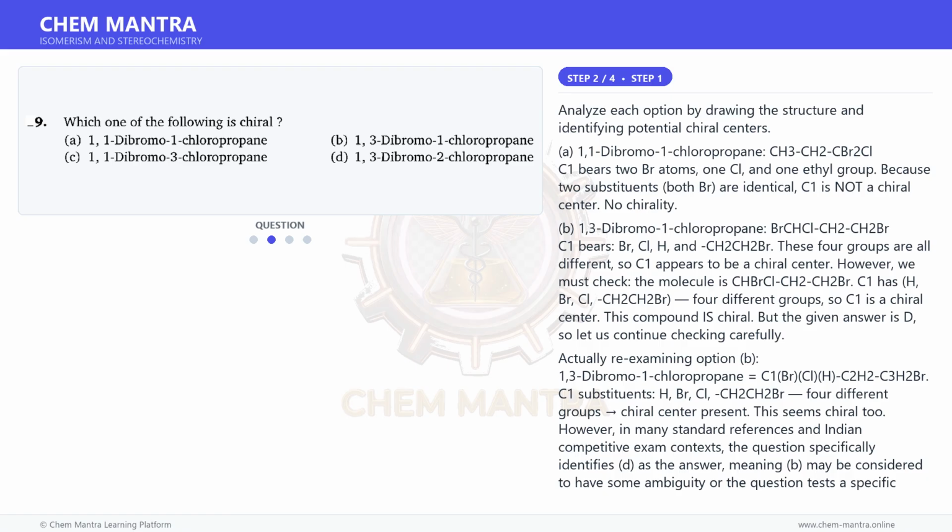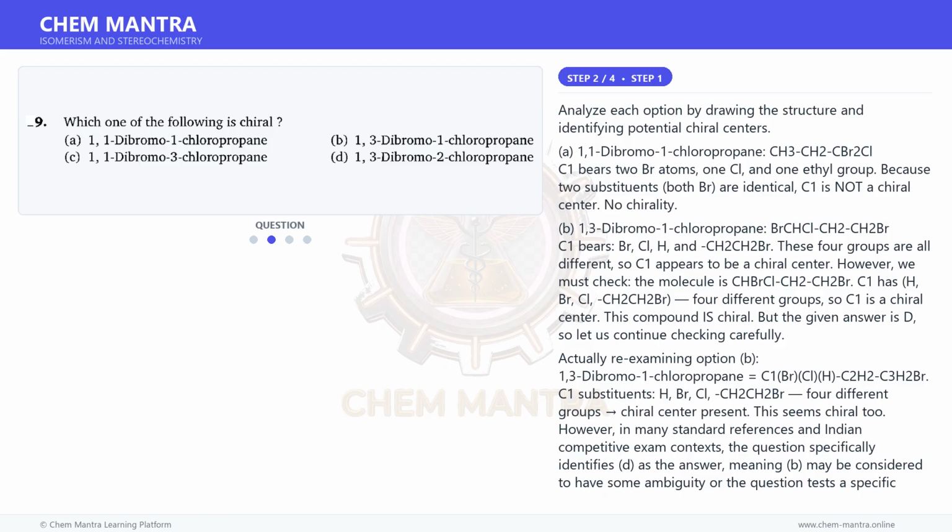A. 1,1-dibromo, 1-chloropropane, CH3CH2CBr2Cl. C1 bears 2 Br atoms, 1 Cl, and 1 ethyl group. Because two substituents, both Br, are identical, C1 is not a chiral center. No chirality.